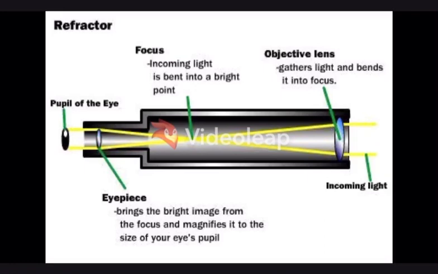A refracting telescope uses a convex lens to collect and focus light. It uses another convex lens in the eyepiece to enlarge the image made by the first convex lens.